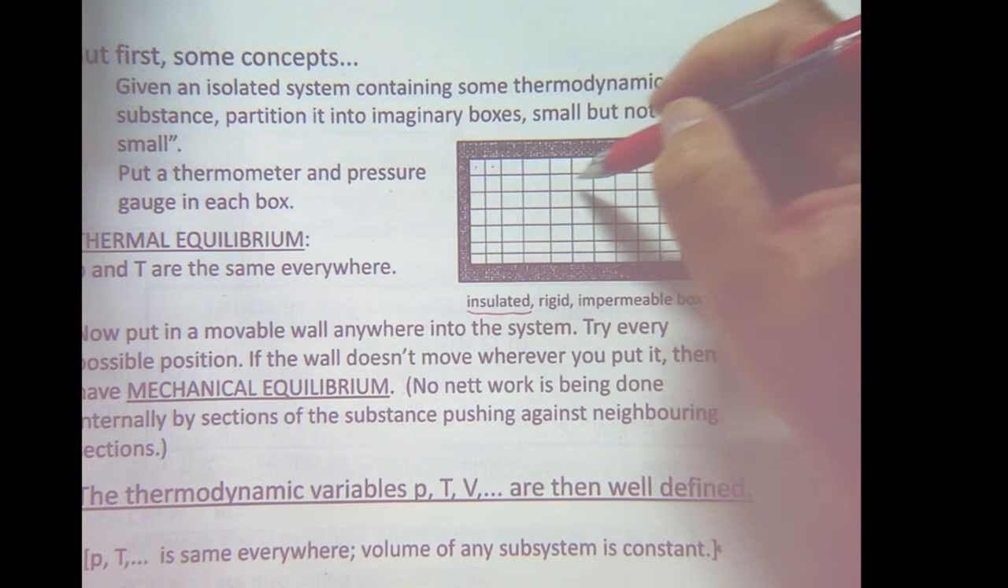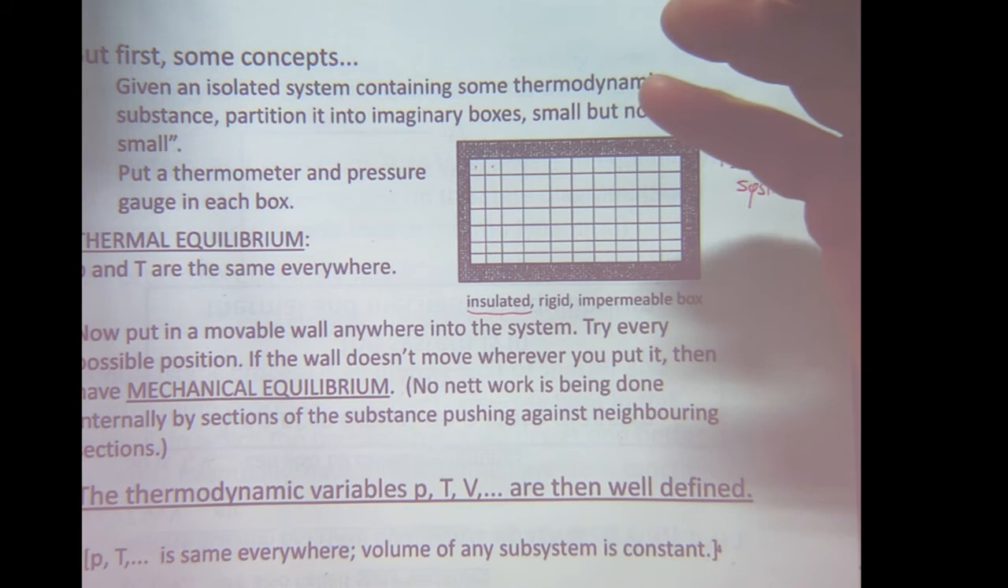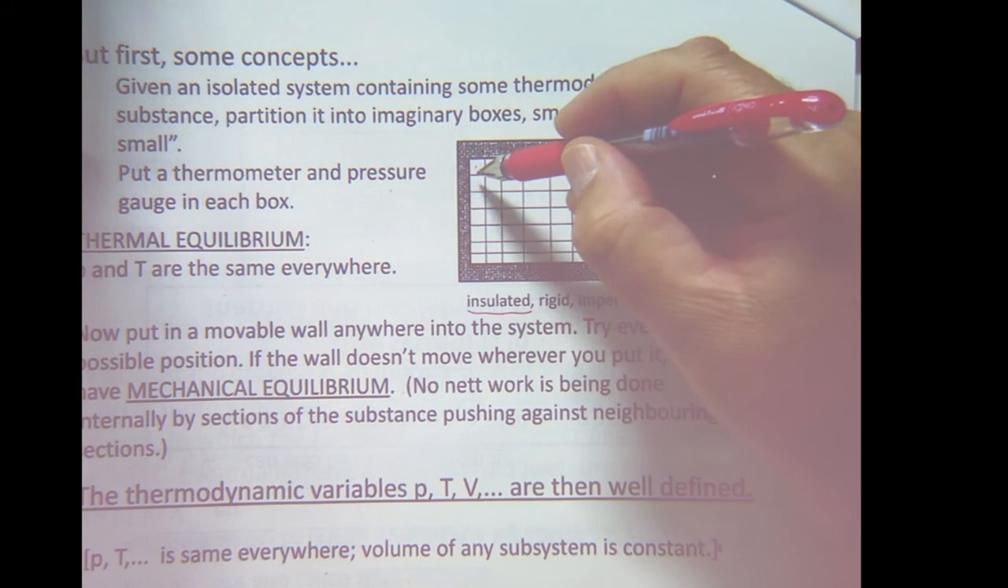Now, I cannot make these boxes too small. Otherwise, the atomic or molecular nature of the substance will become visible. In thermodynamics, we're interested in the limit in which the microscopic constituents do not make their appearance. And so you have to have enough particles. It's called the thermodynamic limit.